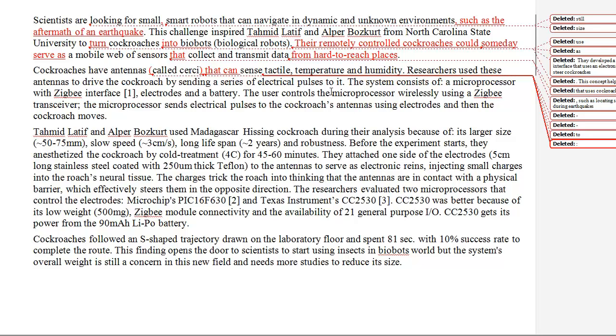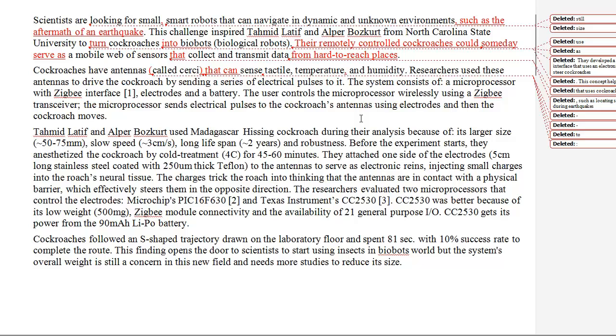But actually, we can just go right into this. This is a very simple list, so the colon is actually not needed there. So cockroaches have antennas called cerci that can sense tactile, temperature, and humidity. And the one thing I'll just point out there is that there's a little bit of non-parallelism here.